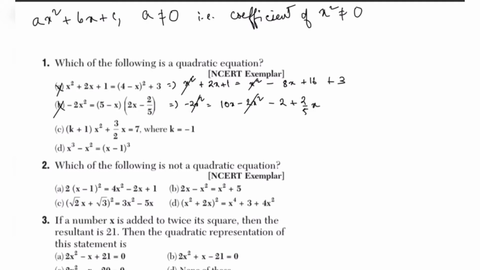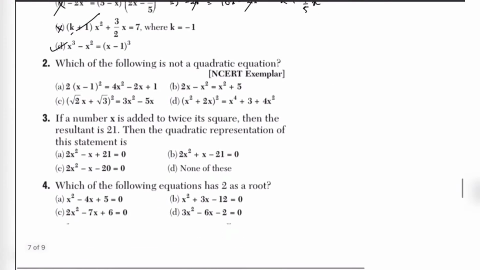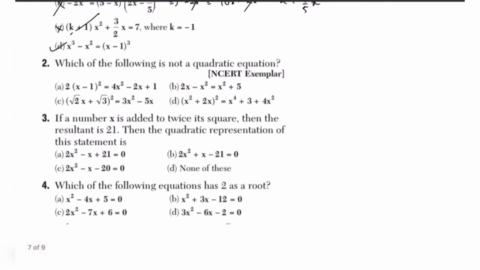Let's see option C. K is minus 1, so you immediately see that this option is eliminated, because again you will only get a linear polynomial, so you are left with option D. This has to be correct. Which of the following is not a quadratic equation?